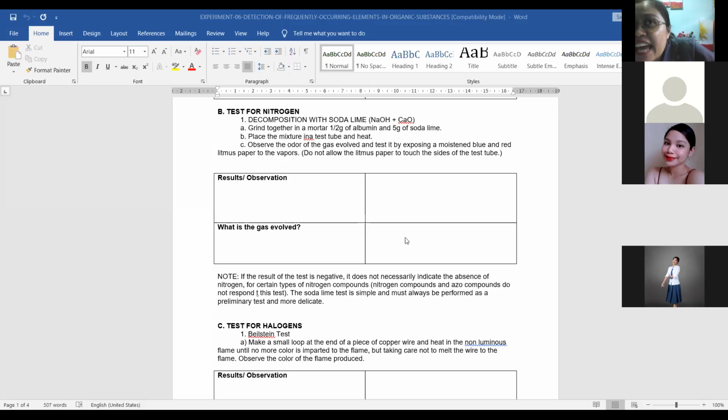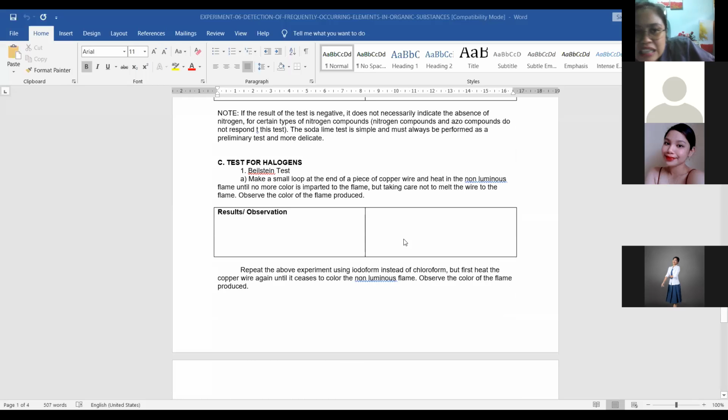So that's NH3. That is the vapor that will be released, and since ammonia is a basic substance, if you read the procedure, there is a test there that uses litmus paper. So since it is basic, the red litmus paper will turn blue. And that's an indication that ammonia was really produced and there is really a presence of nitrogen.